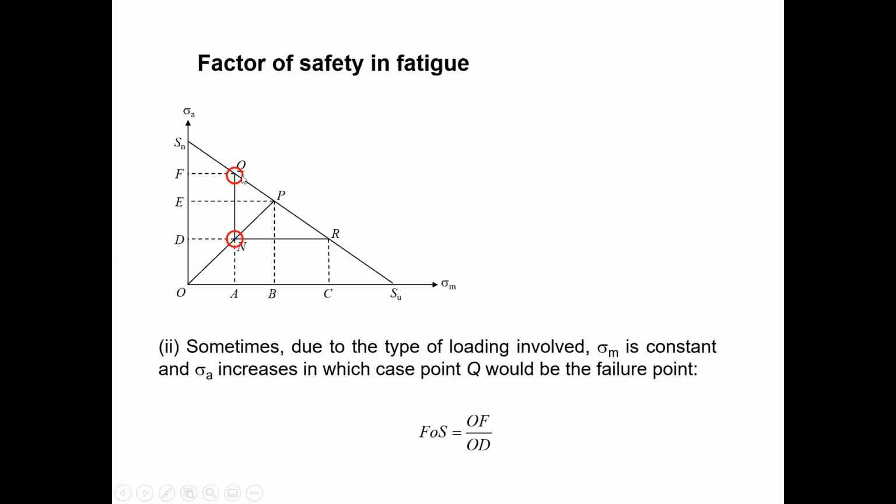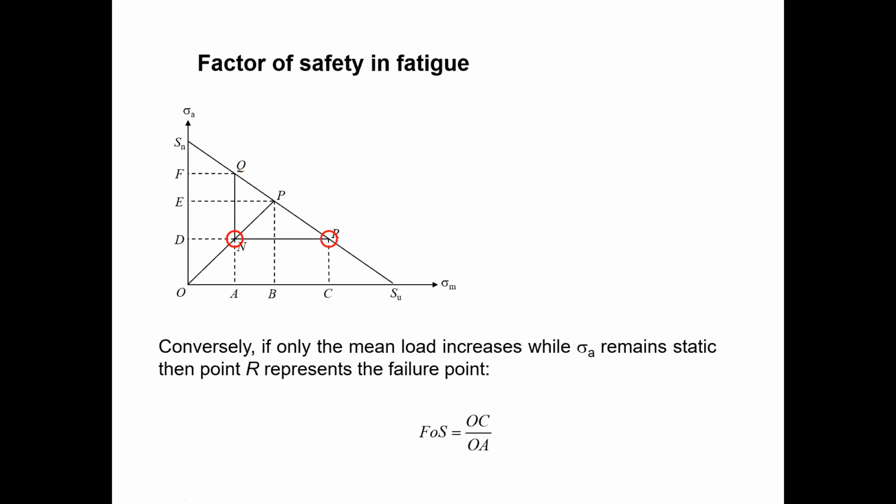So you need to get OQ divided by, QA divided by NA, or F divided by OD. Then in the other case, the alternating stress does not change, but only the mean stress will be changed. Then you need to consider this line. So OC divided by OA or DR divided by DA, it doesn't matter. But assume somewhere here, the increment will be changed. You can see the mean stress will be highly increased, but the alternating stress not highly increased. Then you need to use this line.